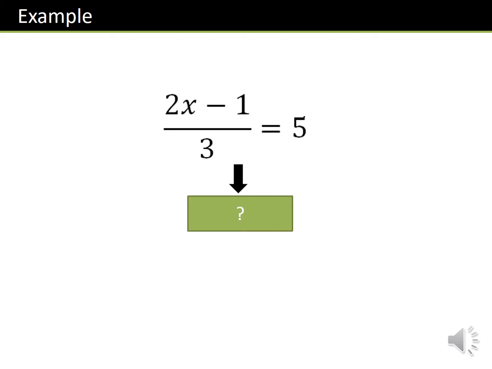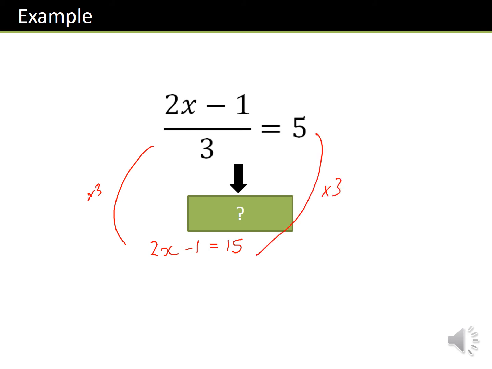Okay, so slightly trickier now, but same concept. So here we've got 2x minus 1, all divided by 3, and that equals 5. So to get rid of the denominator there, what we can do is times both sides by 3, because we're dividing the left by 3. If we times it by 3, that just gets rid of the denominator. So we've got 2x minus 1 equals, and then we've got 5 times 3, which is 15. So to get to there, we're timesing by 3 on both sides.